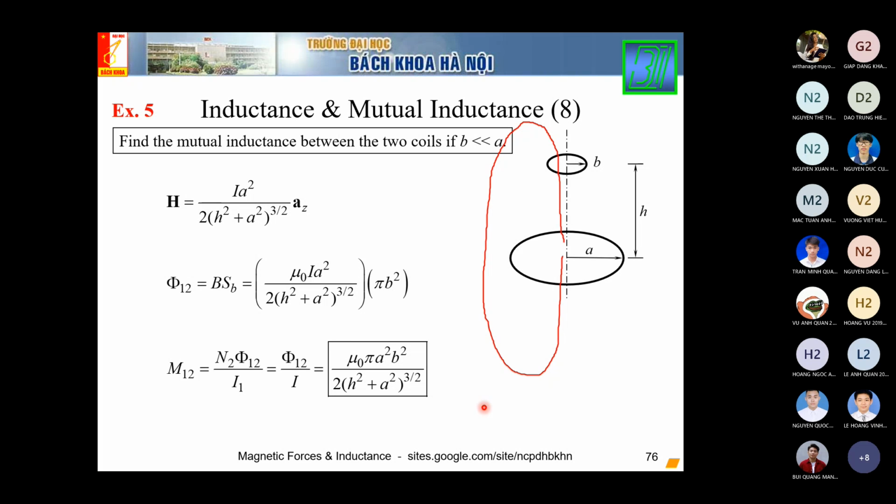Finding mutual inductance is a little more difficult than finding the inductance, but they have a very common thing. It is that we have finally to find the magnetic flux going through something.